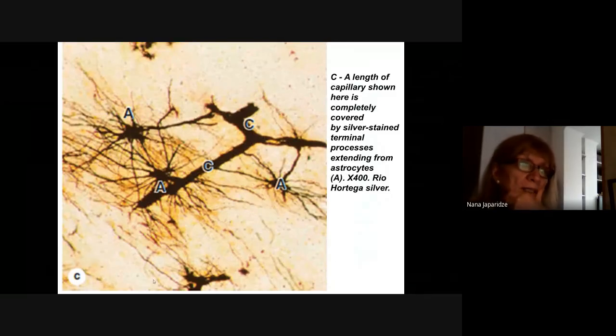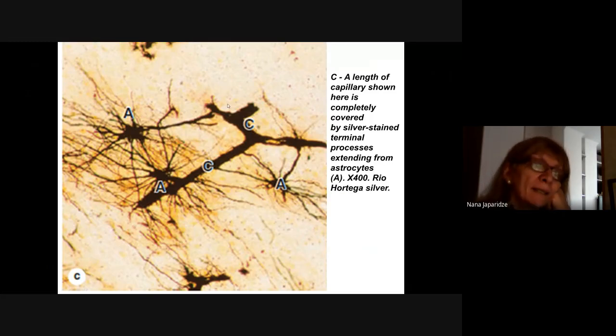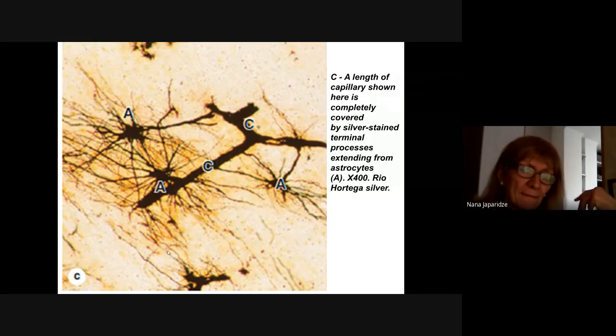so look what we have here. We have a silver-stained tissue sample. We have here a capillary, and we have here astrocytes. And you see that the processes of astrocytes are attached to the surfaces of capillaries. So this is the blood-brain barrier, the capillary together with the astrocytes.